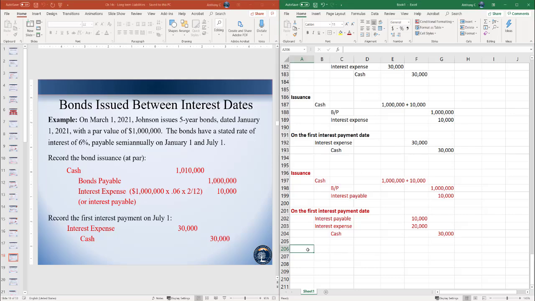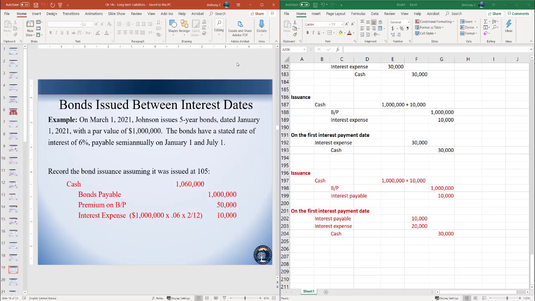So just to recap, in this example, if a bond is issued between the interest payment dates, the amount of cash the company will receive will include the issue price of the bond plus any accrued interest. In this past example, the bond was issued at par. If it's issued at discount or premium, remember the basis of the transaction stays the same. All that will differ is, for example, if you have a premium, you will have a credit to a premium on bonds payable as well.